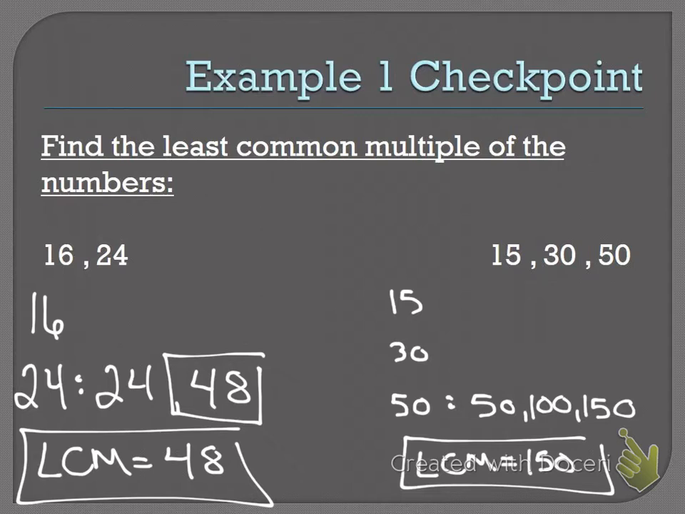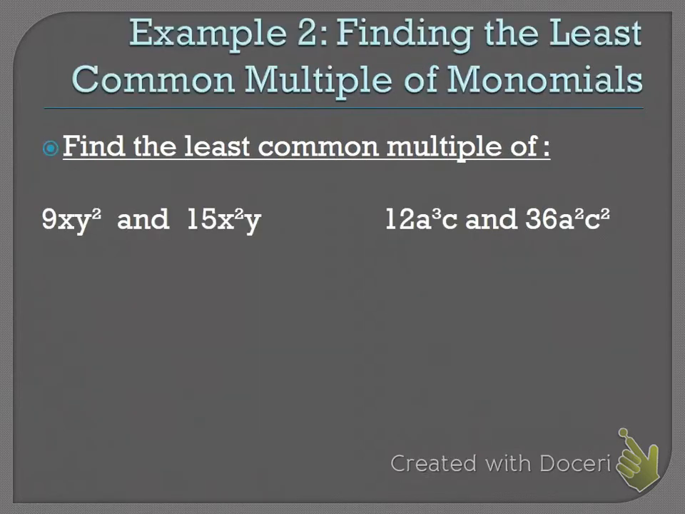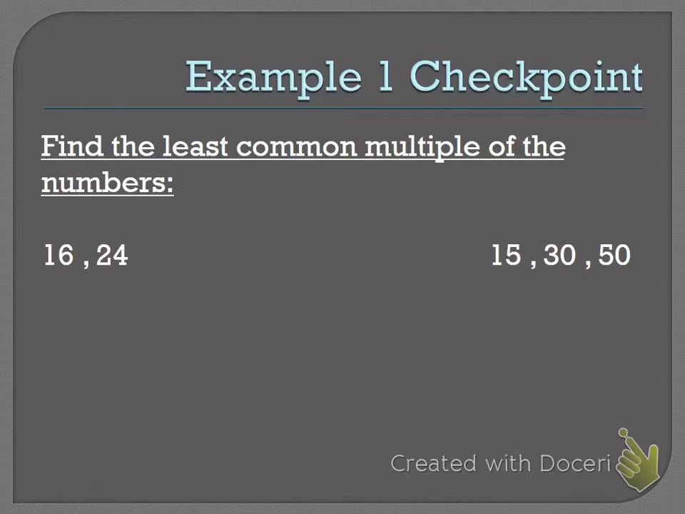All right, so you know we got to deal with monomials. Now I'm finding the least common multiple of these. Actually, before we do that, let me backtrack. I want to do prime factorization real quick. Let me switch over here to paper.